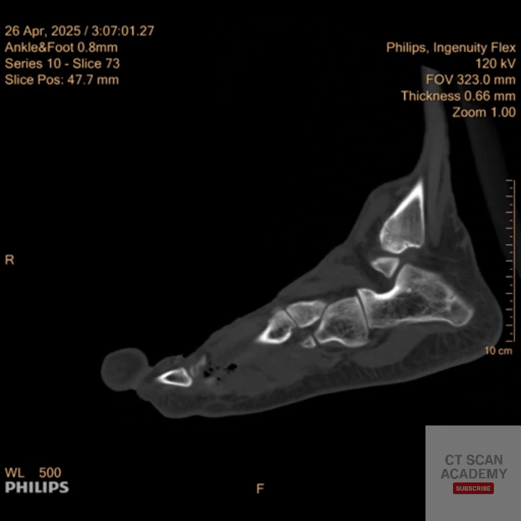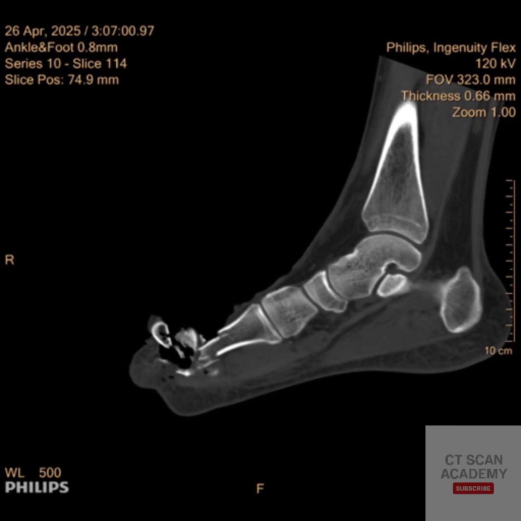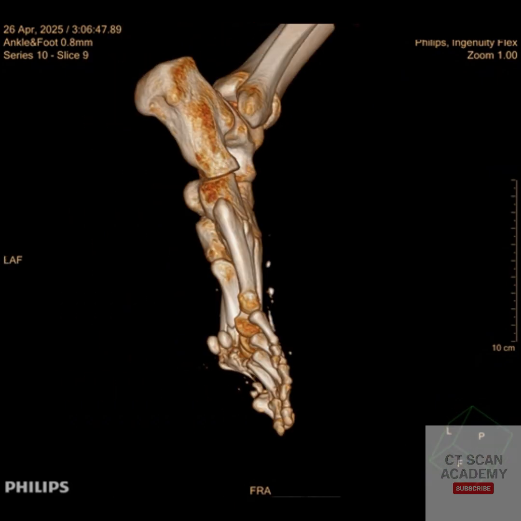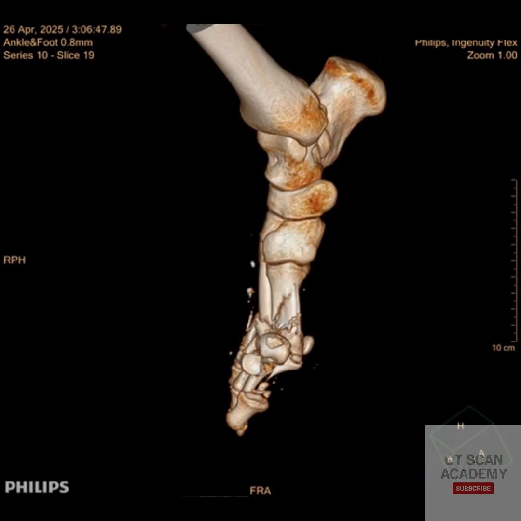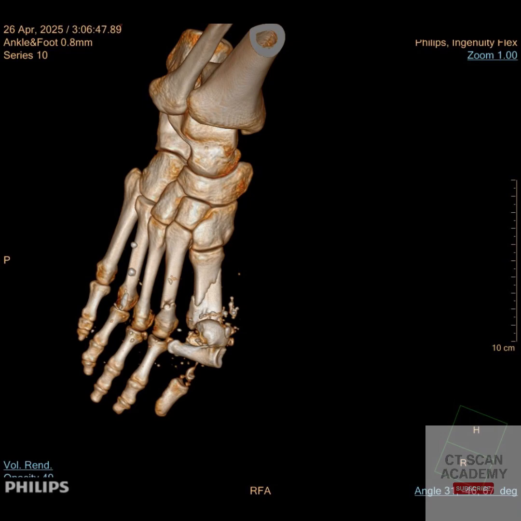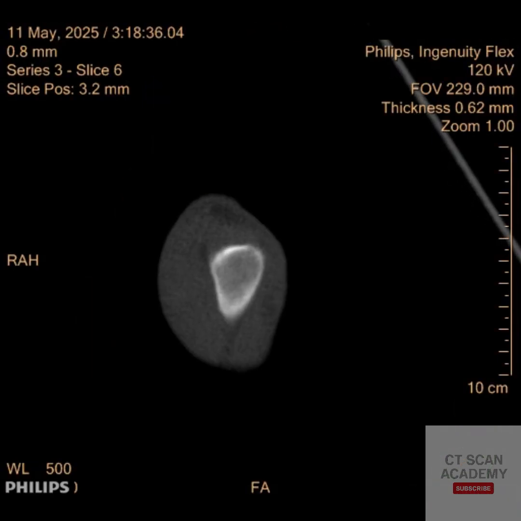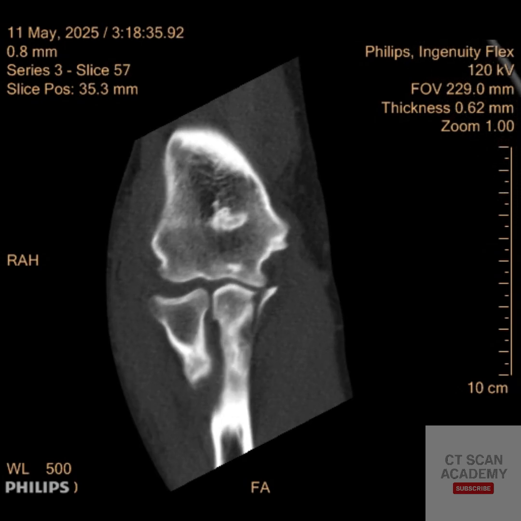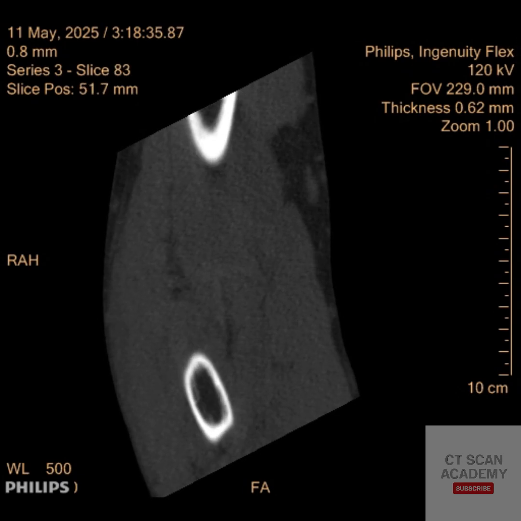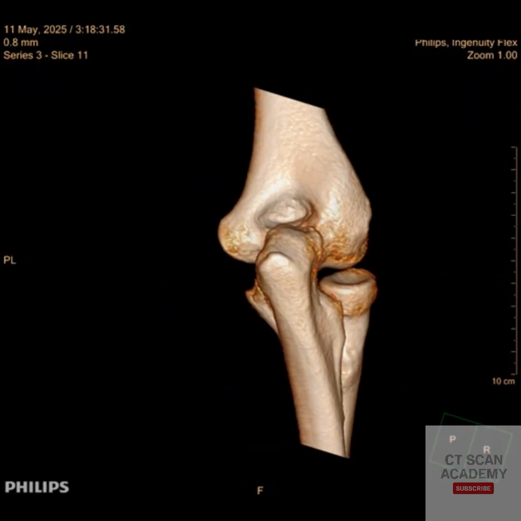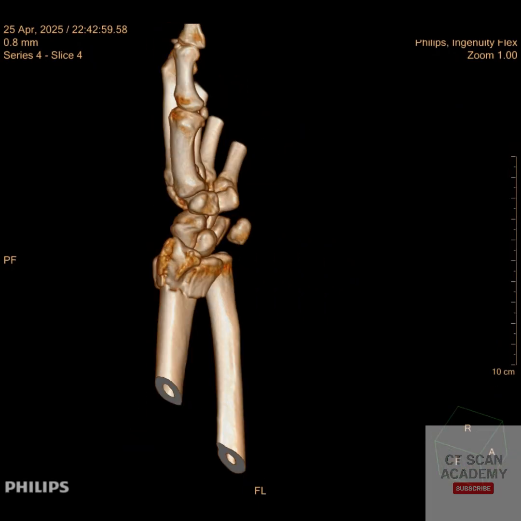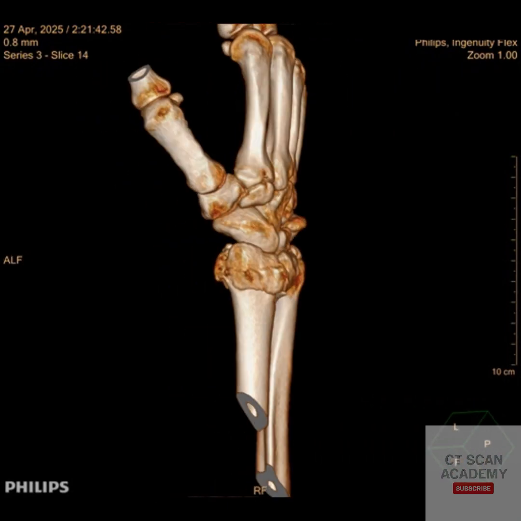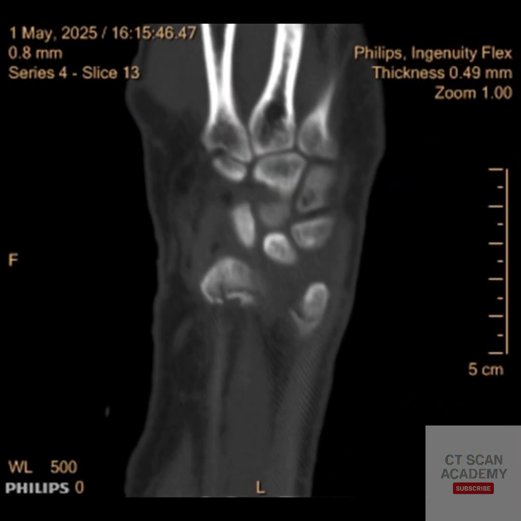A displaced comminuted toe fracture involves both fracture and misalignment of the toe bones. A distal radius fracture, which is highly common, typically occurs from falling onto an outstretched hand, resulting in impact on the palm.